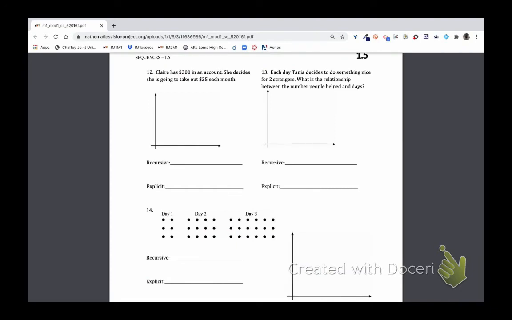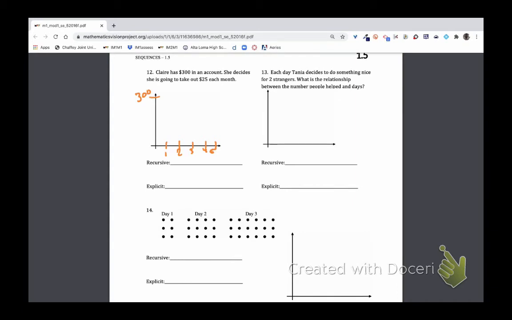For number 12, Claire starts with $300 in her account. This is like something that was done much earlier in the module. So starts with $300 in her account and then takes out $25 each month. So at the end of 1 month, 2 months, 3 months, 4 months, 5 months, I want to be able to plot out what that looks like.